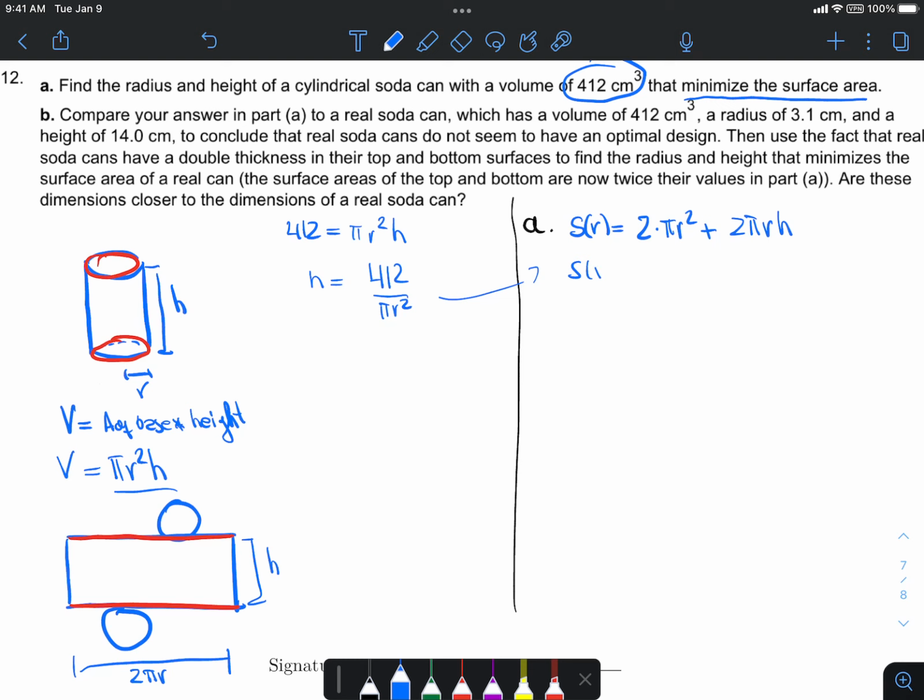to get that S of r is 2 pi r squared plus 2 pi r times 412 over pi r squared. Cancel what can be canceled. This is a pi, right? Not a 4. So I get to cancel the pi's as well, and double the 412s. So S of r will be 2 pi r squared plus 824 over r. So that's my function.